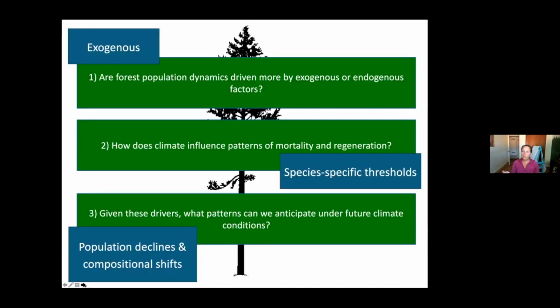Some main takeaways before I move in just to the management implications, but our forest population is driven more by exogenous or endogenous factors in general, with the exception of the seedling size class. We saw that it was climatic or exogenous factors. We also identified these species-specific thresholds in climate and precipitation. And then finally, what we can expect is some population declines and compositional shifts across this endemic forest type.